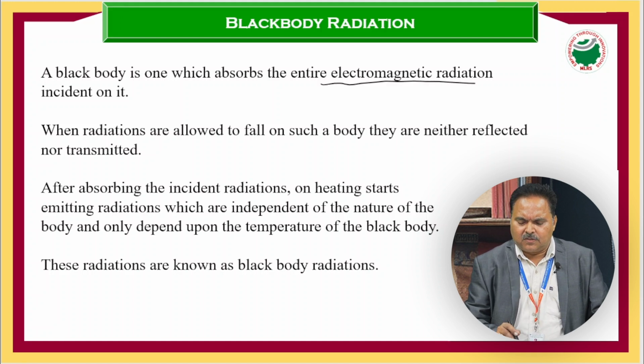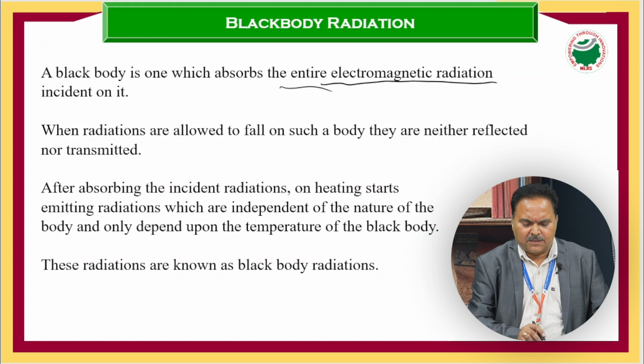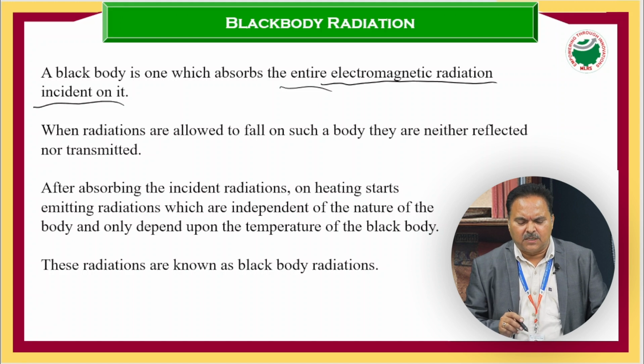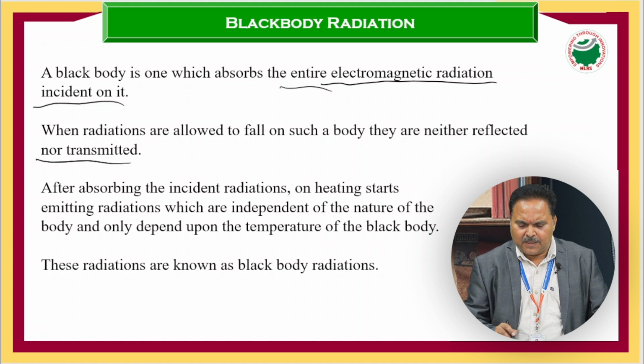That means, wherever the body is kept, when radiation is incident on that material, it absorbs all of it. So it is called a black body. When you heat the same material, the radiation it absorbed starts being emitted. Once it has absorbed, if you heat it, it will be emitted, but while absorbing it won't give reflection or transmission. That's the important point.